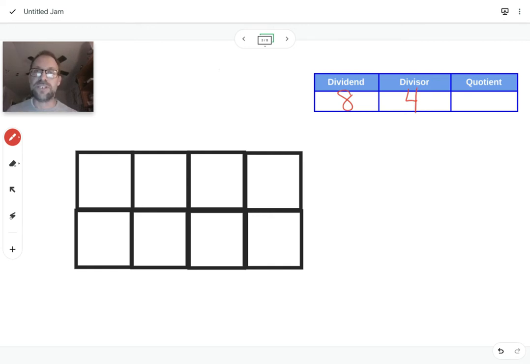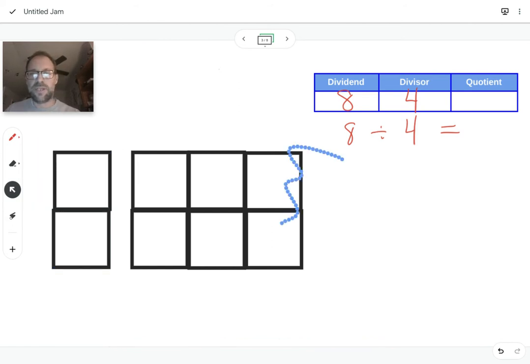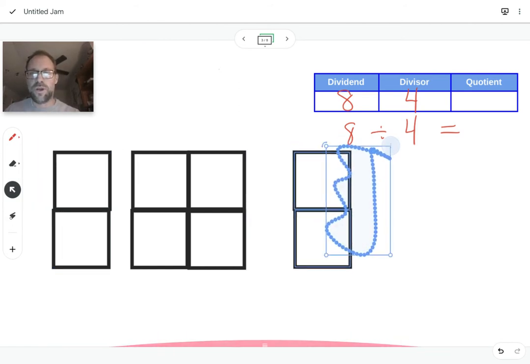Now we'd have a different division equation. Now we would have 8 divided by 4. Let's see what that equals. What is the quotient there? Well, we could do that. Let's go ahead and break up this amount into 4 equal groups.